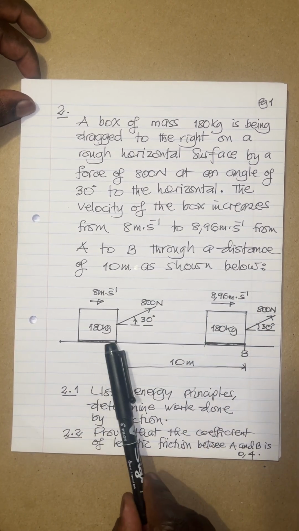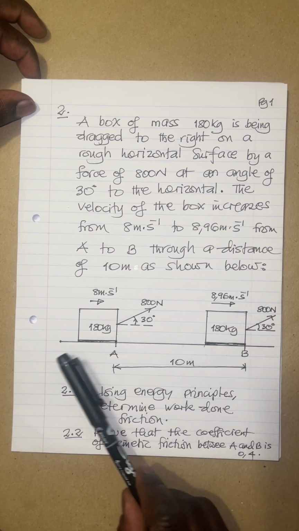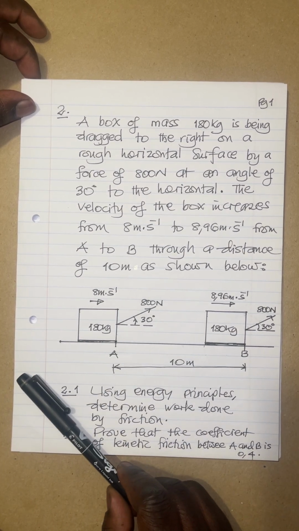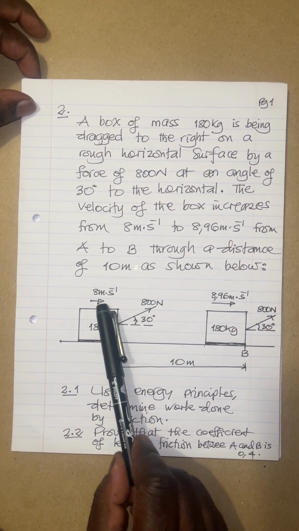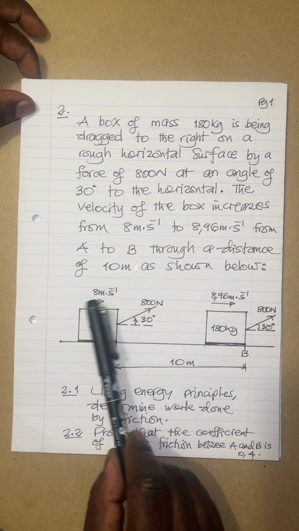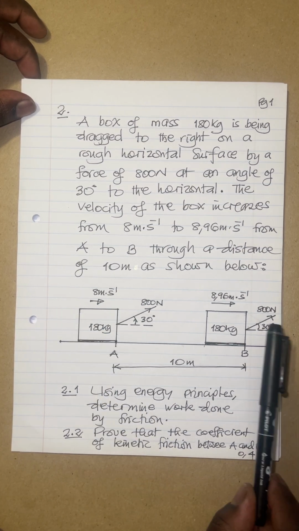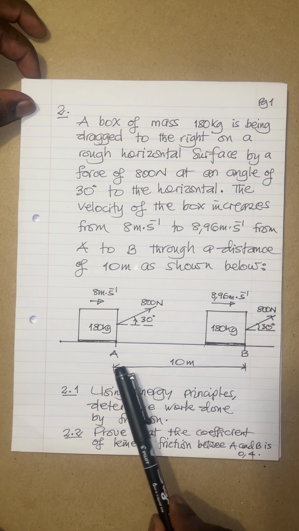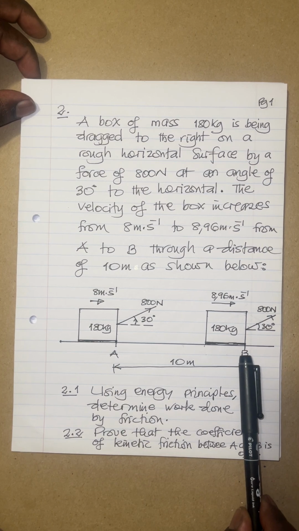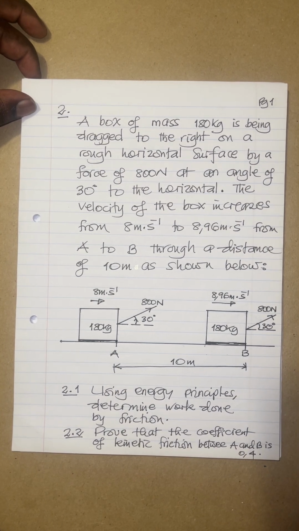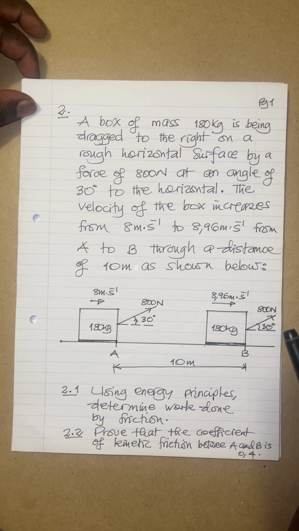So this block is being dragged to the right by a force of 800 newtons. At point A, it has a velocity of 8 meters per second to the right, and it covers a distance of 10 meters, and at point B it has a velocity of 8.96 meters per second. The force remains 800 newtons at an angle of 30 degrees to the horizontal.